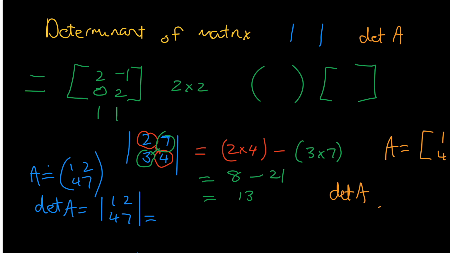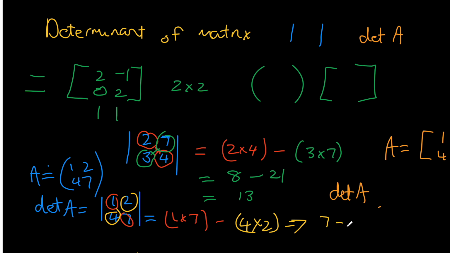And again what we're going to do is multiply the top left with the bottom right. So 1 times 7 minus, and then we take the bottom left with the top right. So 4 times 2. And remember, you always subtract these two values from each other. So the answer of this would be 7 minus 8. In this case the answer is minus 1.